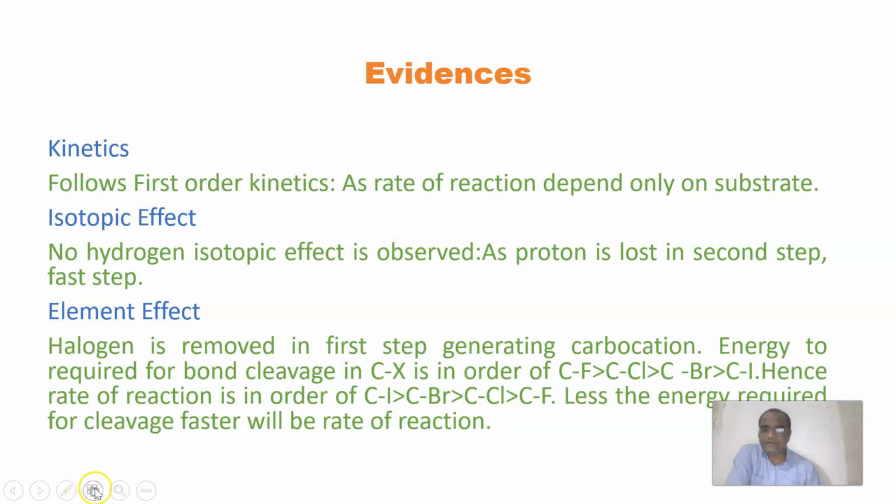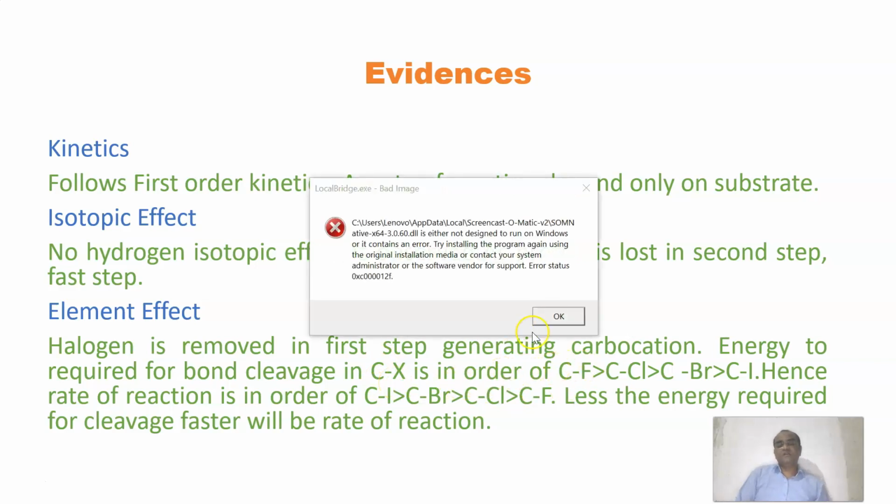After that, the element effect. The element effect is similar to that in an E1 reaction. Here in the first step, we have seen that a carbocation is generated. The carbocation is generated after cleavage of this C-X bond, right?